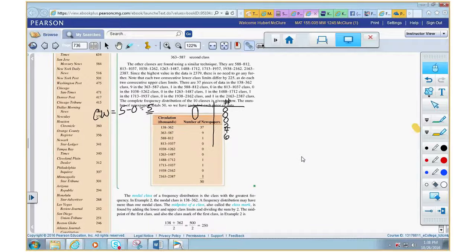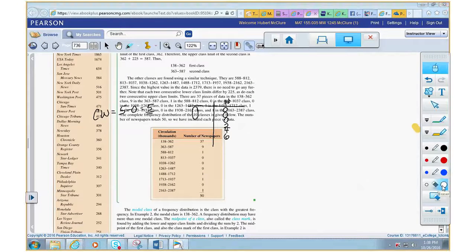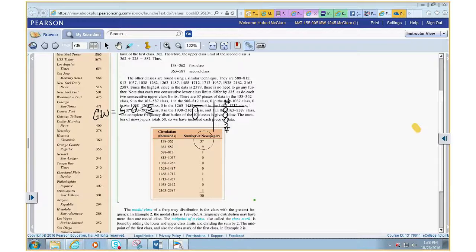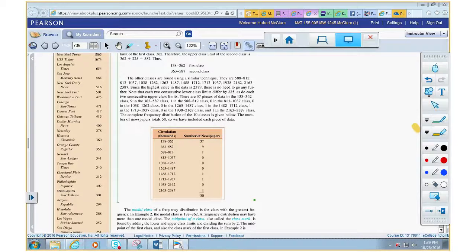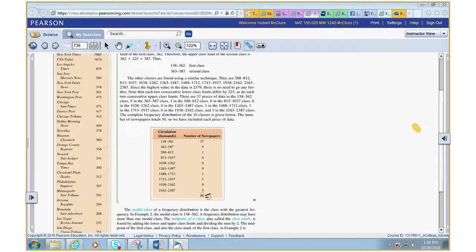There's a frequency distribution right here. Now, if you want to know the class width, it would be 363 minus 138. That would be the class width. Your lower class limits are the ones on the left. Your upper class limits are the ones on the right. This is your head count. If you want to know how many papers are being counted, you add them up, and that is N. This number down here is equal to the N.